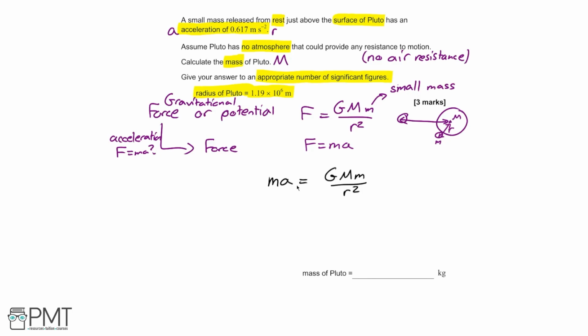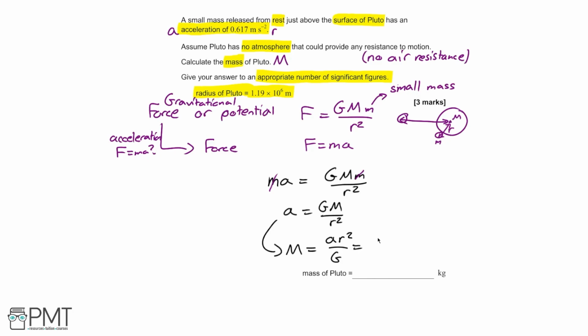So the resultant force acting on the mass is just equal to the gravitational force. We're told that there's no air resistance or other forces acting on the mass that might complicate things. So then we cancel little m from both sides, and we're left with the equation a is equal to GM divided by r squared. Now we're interested in the mass of Pluto, so we should rearrange this to get M is equal to a times r squared divided by G.